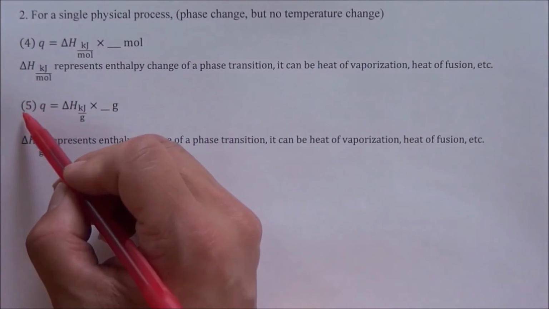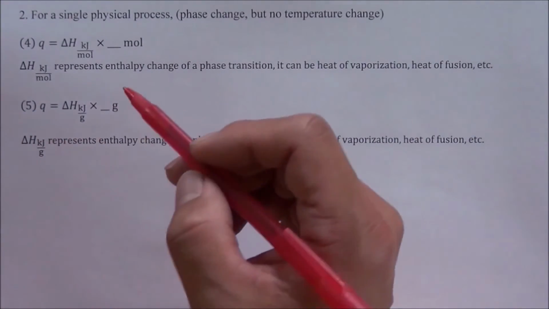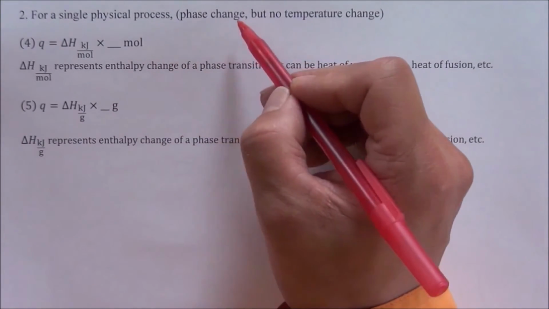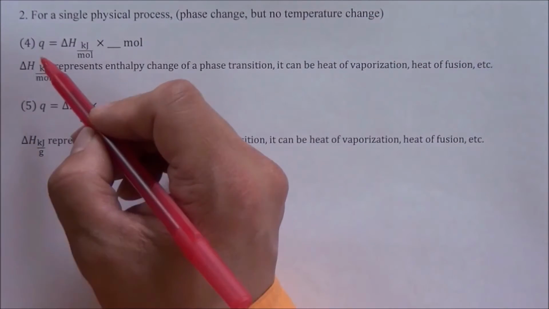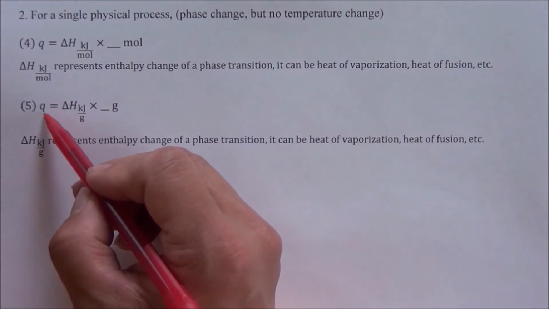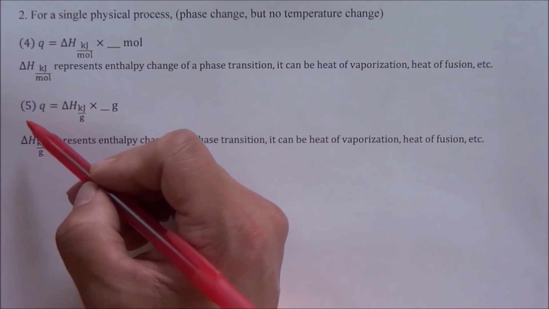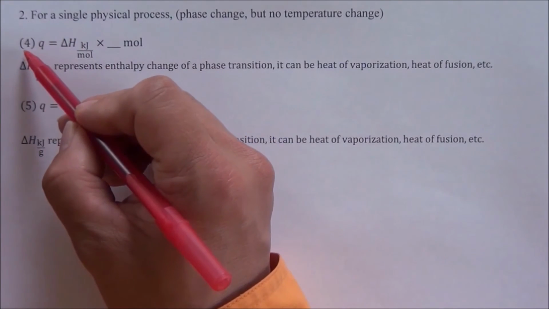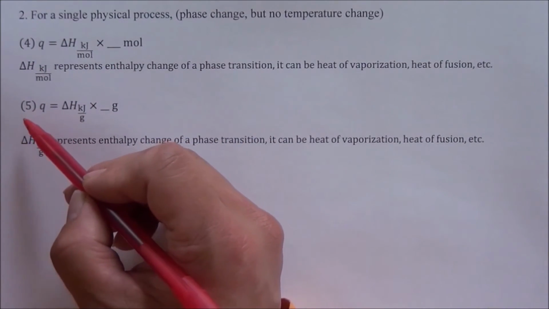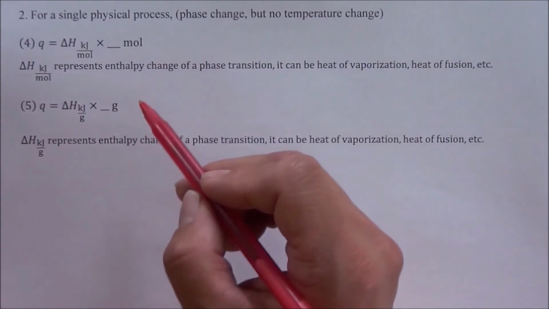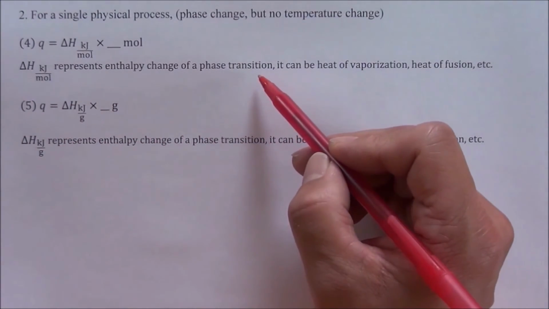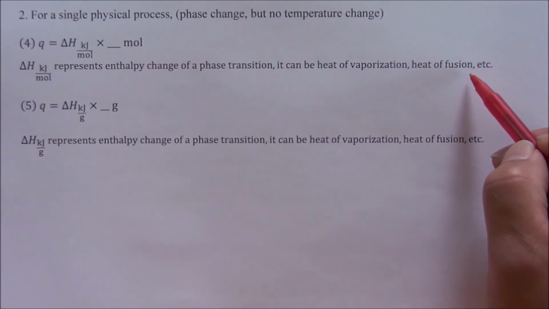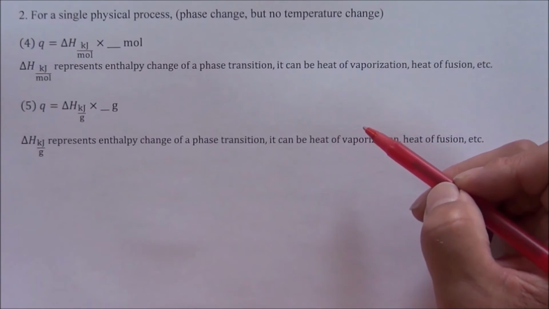Equation 4 and equation 5 can be used to calculate the heat of physical processes whenever there is only phase change, but no temperature change. The Q in equation 4 and the Q in equation 5 are the same as the Q's in equation 1 to 3. The delta H in equation 4 and the delta H in equation 5 are the same. Delta H represents the enthalpy change of a phase transition. Delta H can be the heat of vaporization, the heat of fusion, the heat of freezing, the heat of sublimation, etc.